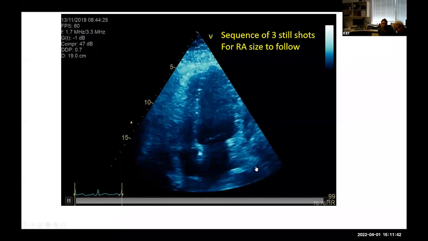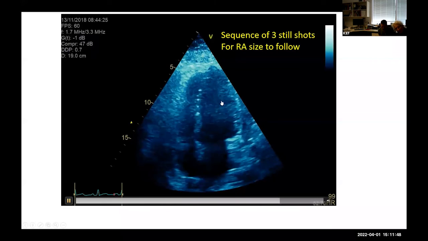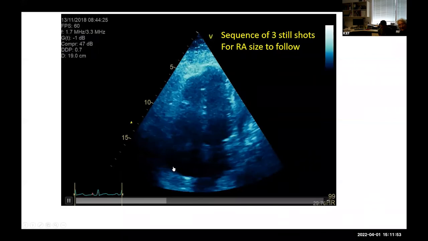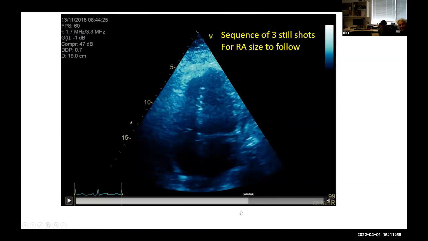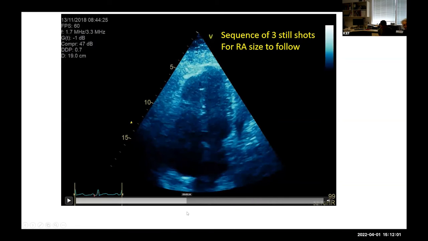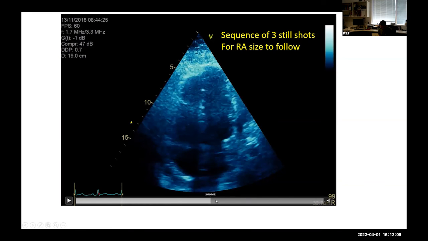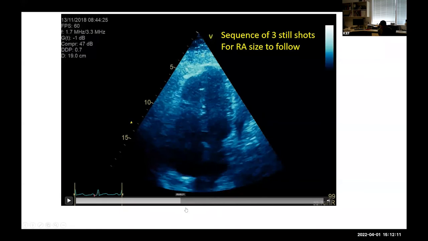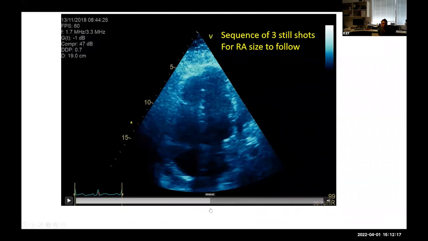Okay, so this is the four chamber apical view. The most important thing is watch that bounce. So that tells you there's significant interventricular dependence with that bounce. And this collapse of RV as well here. Oh, sorry, RA.